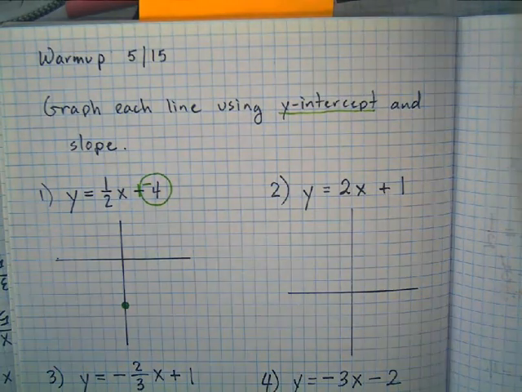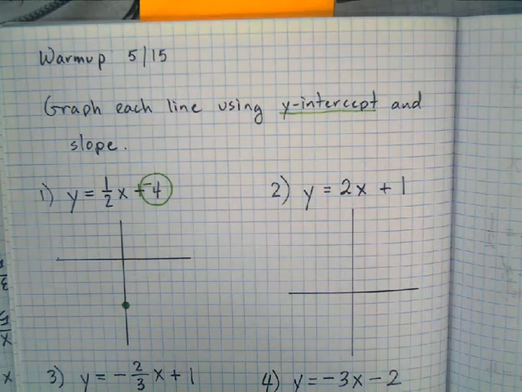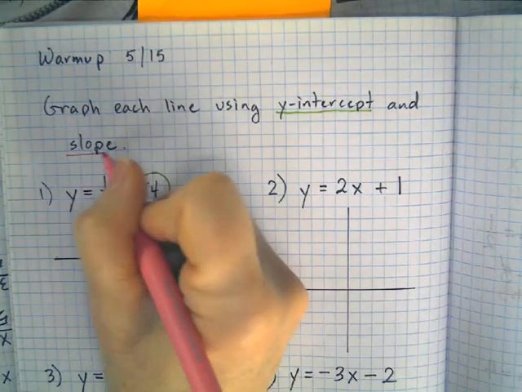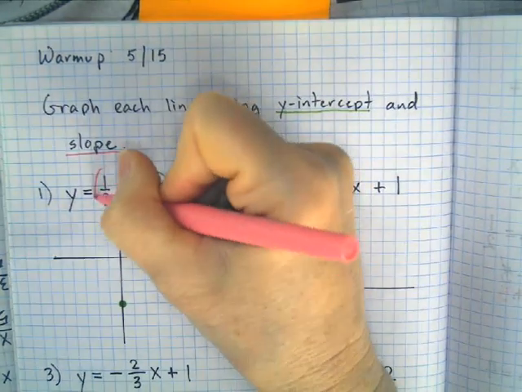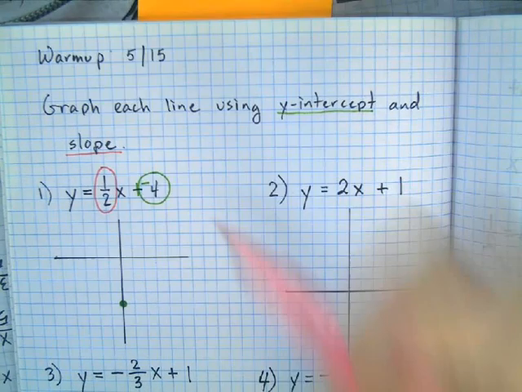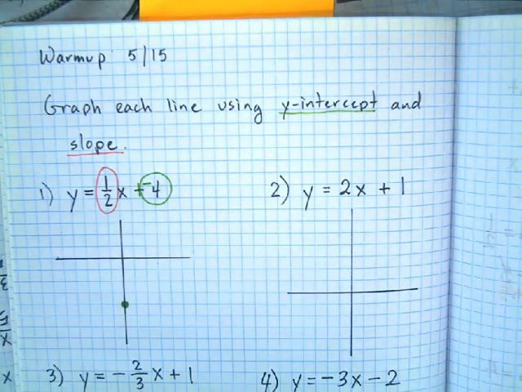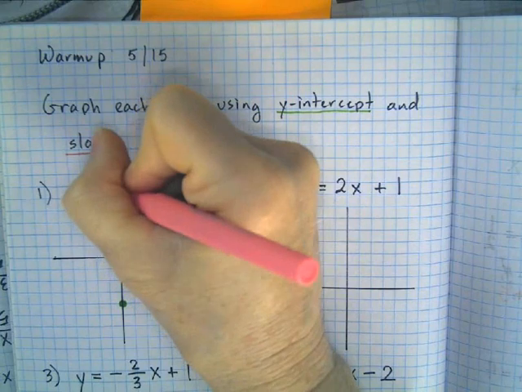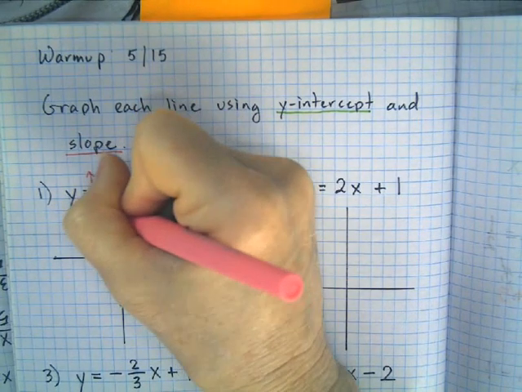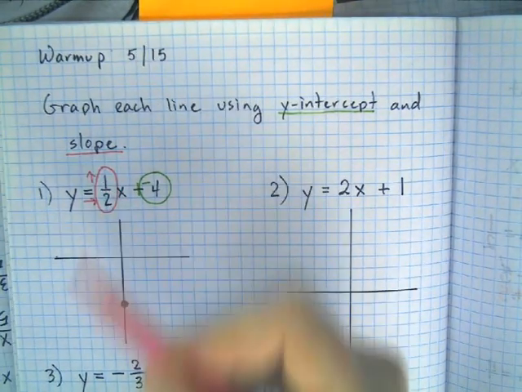So my slope is the number that's with the x. Here is my slope. And on the slope, we're going to rise and we're going to run. So we're going to go up 1 and to the right 2.